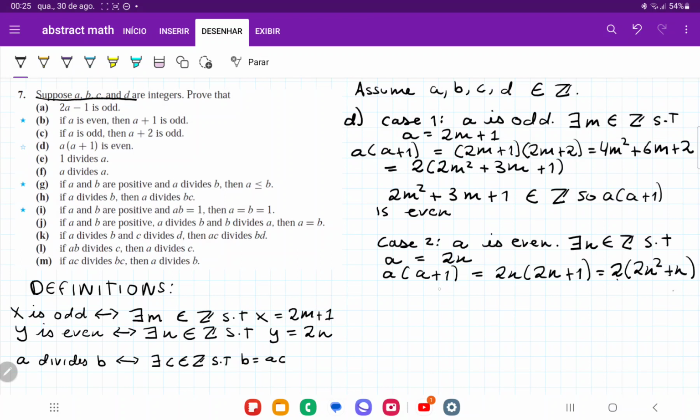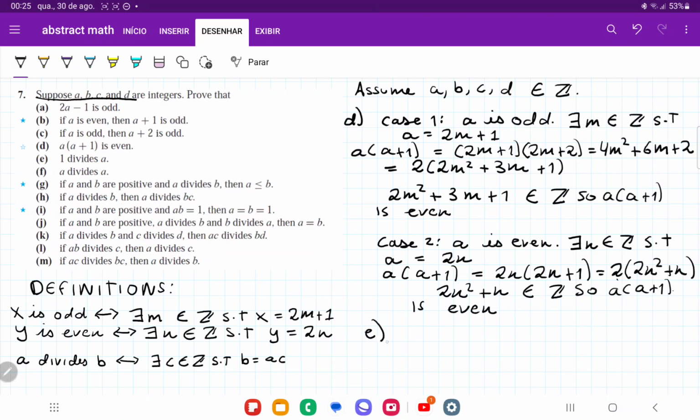Okay, and then we say 2n squared plus n belongs to the set of integers, so a times a plus 1 is even. So we have shown here that in both cases, a times a plus 1 is even, no matter the parity of a. Okay, so for E, we want to go that 1 divides a.